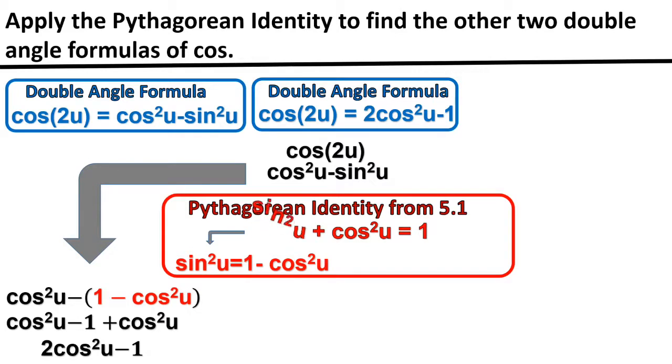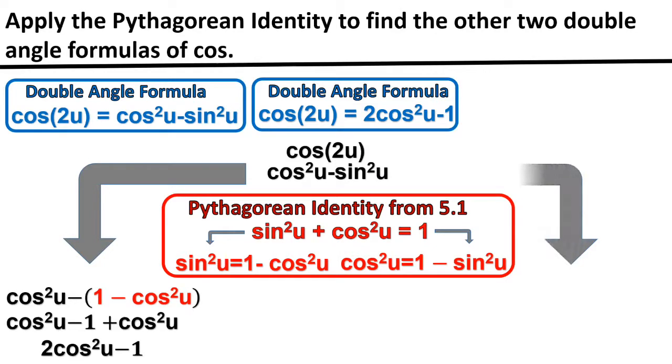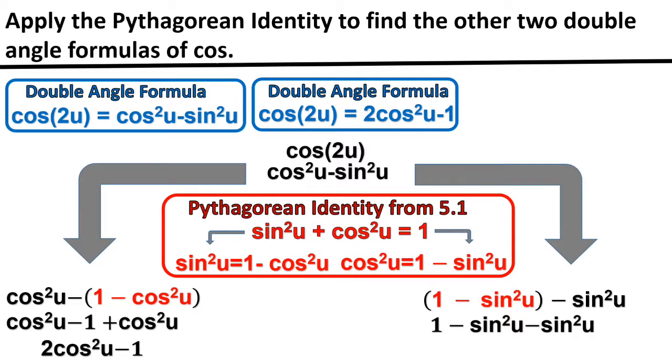Similarly, if we go back to the Pythagorean identity and solve for cosine squared of u by subtracting sine squared of u from both sides, we will get this. Now we can replace the cosine squared of u with 1 minus sine squared of u. Simplifying and combining like terms, we get 1 minus 2 sine squared of u. This is the third double angle formula for cosine.